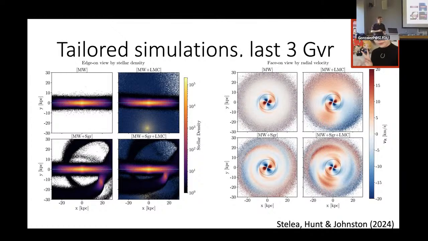Because the LMC broadly puts the warp in the right direction, but there's plenty of things it misses. It doesn't make the amplitude strong enough, the line of nodes is wrong, the precession is wrong. The LMC is probably adding to it. It's on the right orbital plane to perfectly correlate. It doesn't do it by itself. A lot of groups are finding that.